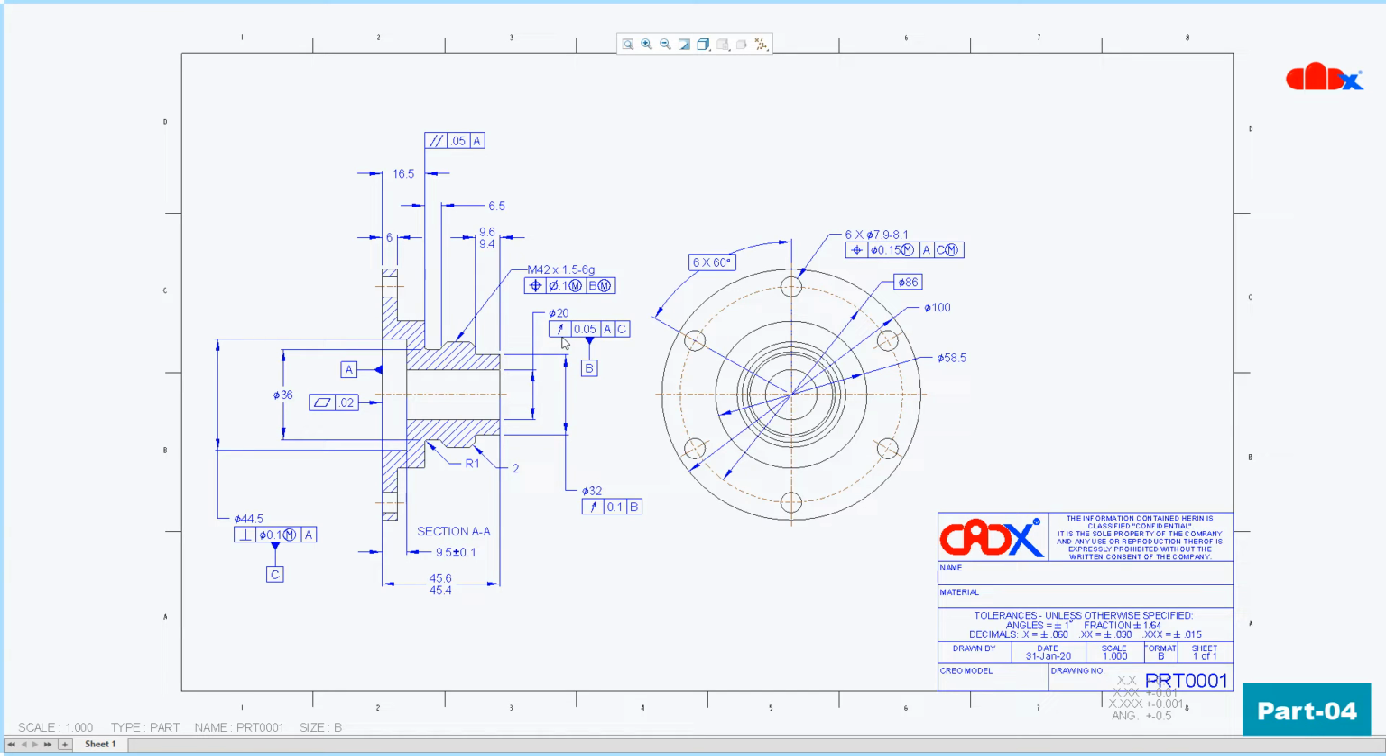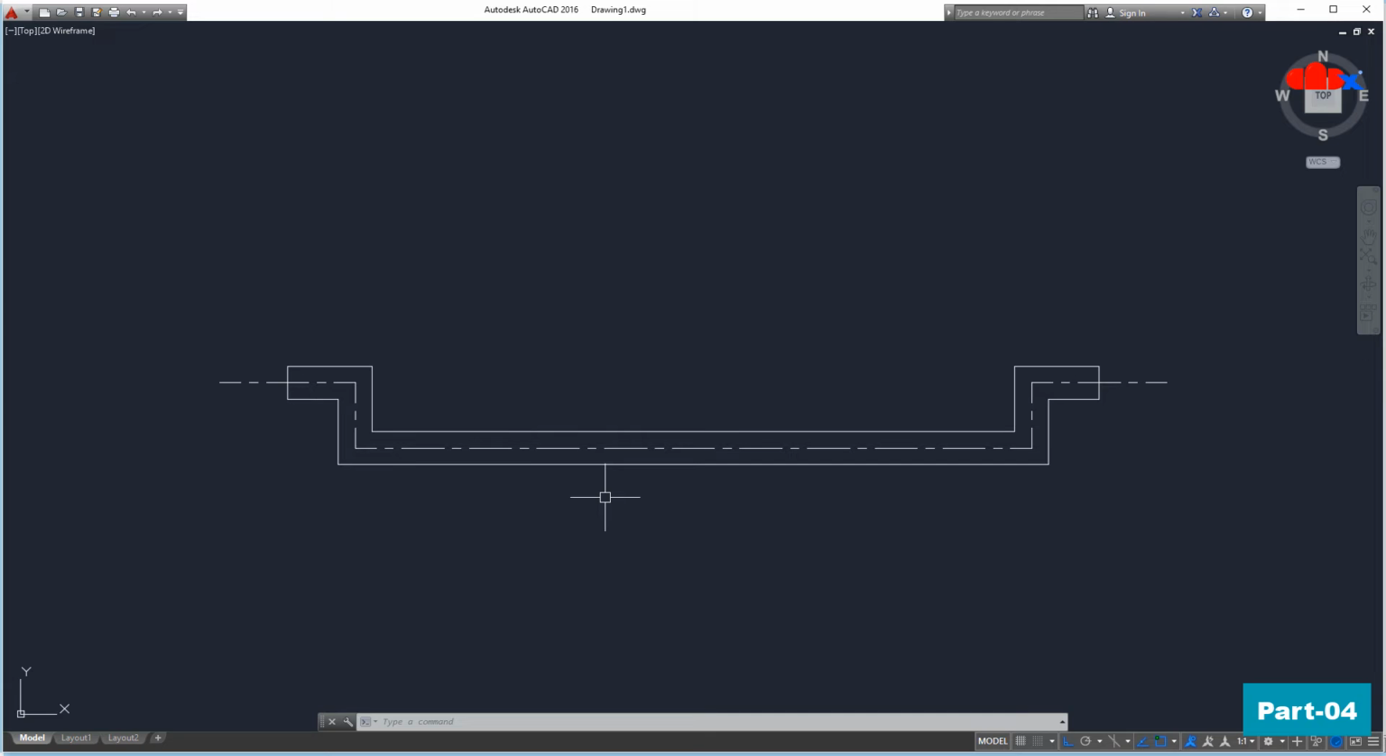So run out is actually a combination of straightness with circularity, and you are telling that the axial out with reference of A and C, that means this axis axial out with reference of this axis should be within this range. Now to understand this, I have another example. So this is the example.